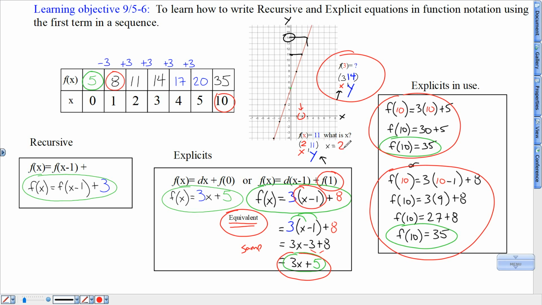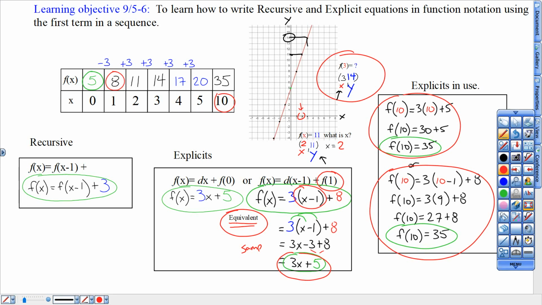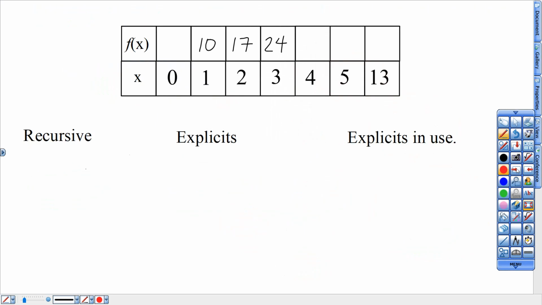Another thing you need to start understanding in terms of these functions. Knowing that, I could use both terms of explicit. I could use the first term or the zero term now. So here we go. This one, arithmetic, I'm adding by 7. As soon as you know it's adding by 7, it's going to be a straight line. Knowing that, I could use that to fill in my table using this recursive pattern.